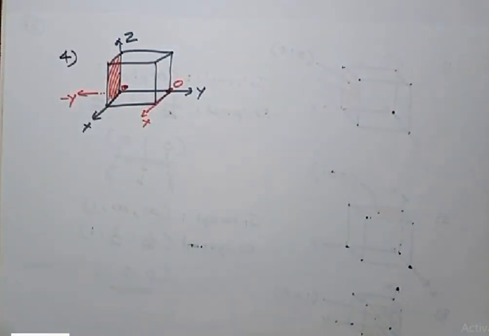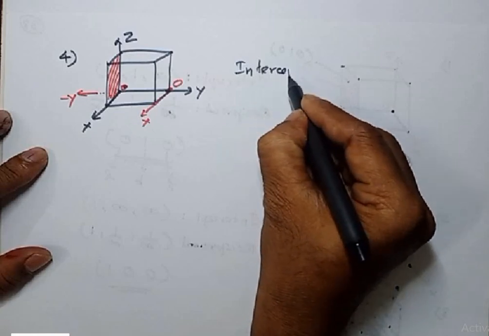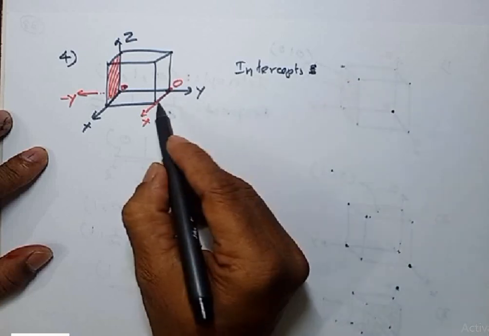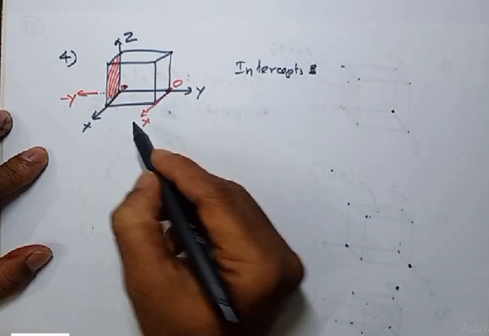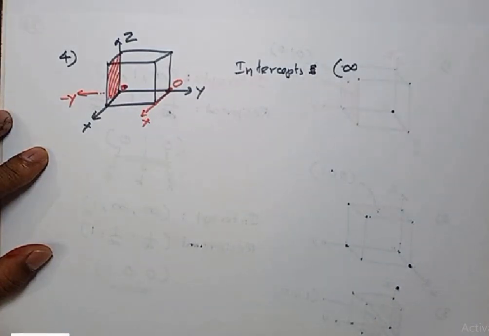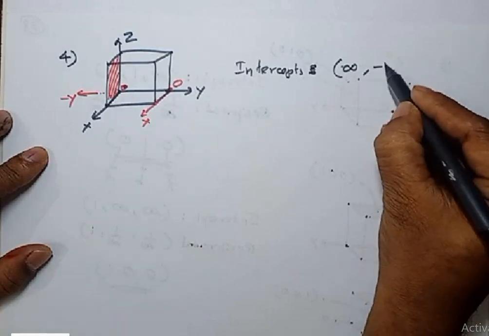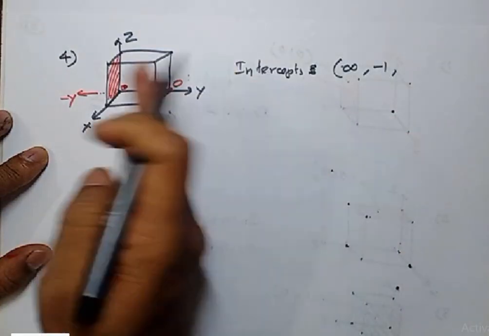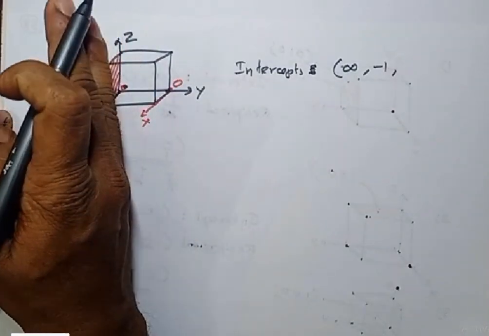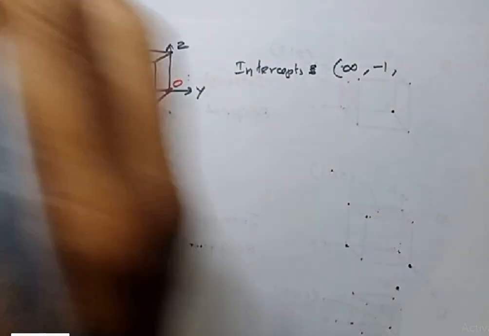Now, what are the intercepts, you tell me? Intercepts? 0, -1, 0. Very good, sir. The intercepts: it is parallel to the x-axis, so the x-intercept is infinity. It cuts the y-axis in the minus direction, so it is -1 in the unit direction on the negative side. Then I just shifted, now this is my z-axis. It is parallel to z also, so infinity.